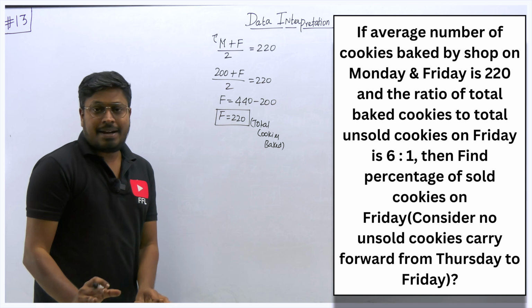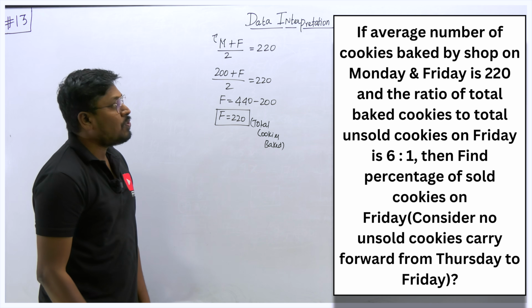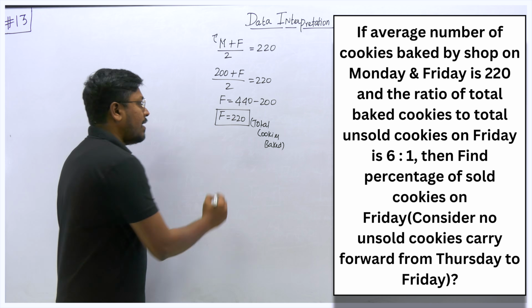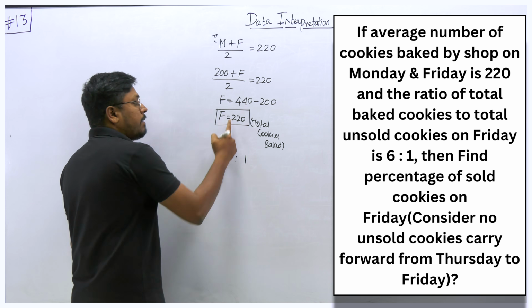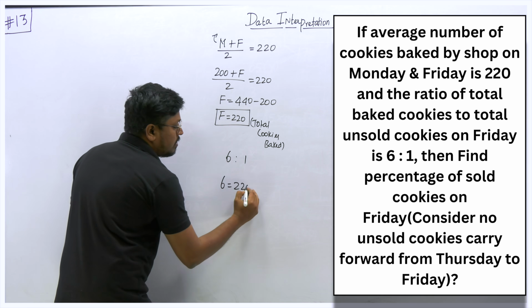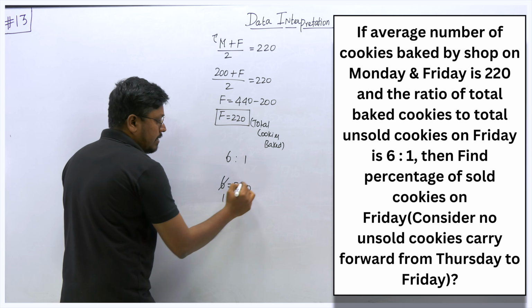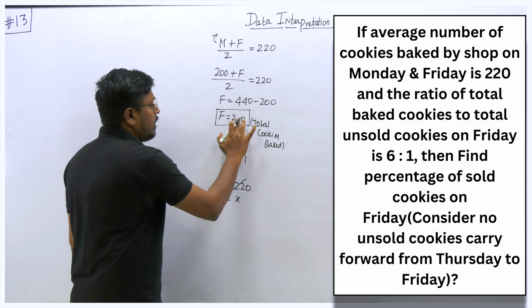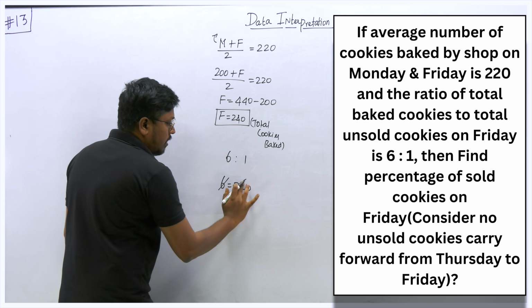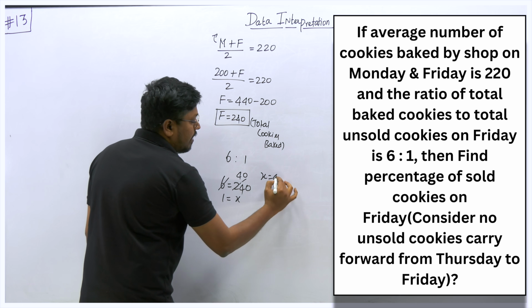And out of these baked cookies, they have given a ratio, that is, baked cookies to unsold cookies will be 6:1. So 6:1 will be baked and unsold. So 6 parts baked will be 220, right? So what about 1 part, that is unsold, will be X. So we can cancel 6, 2, this will be 240, right? So 240, when you cancel it, 40 times, so X is equal to 40.